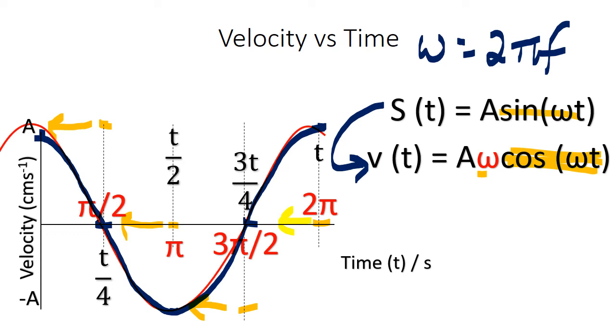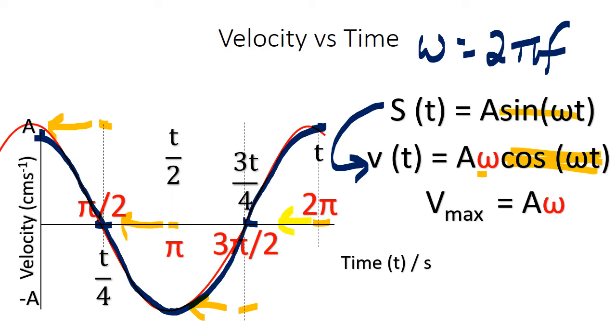IB just expects you to be able to draw the shape in general. Now I could find the maximum velocity. The maximum velocity occurs where cosine is 0, when cosine is 0, it occurs at cosine of 0. At cosine of 0, that has a value of 1.